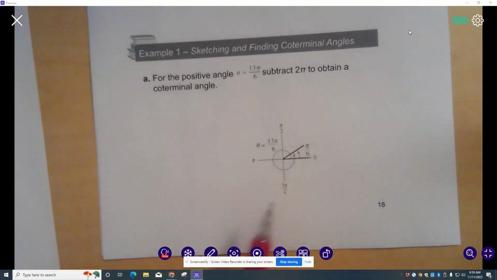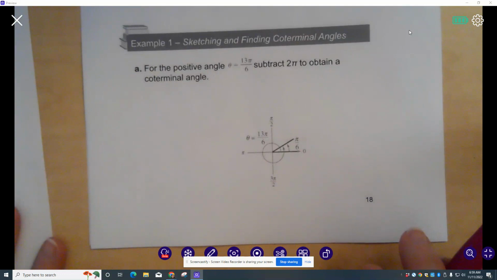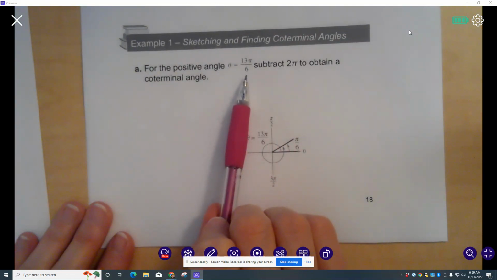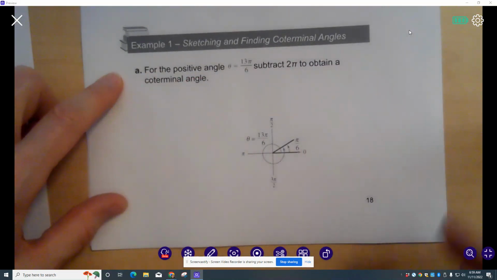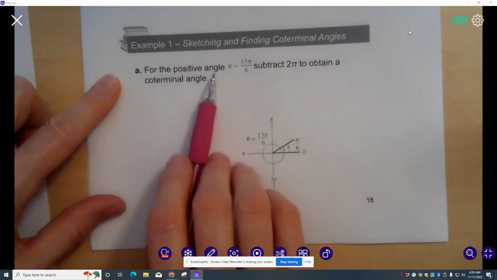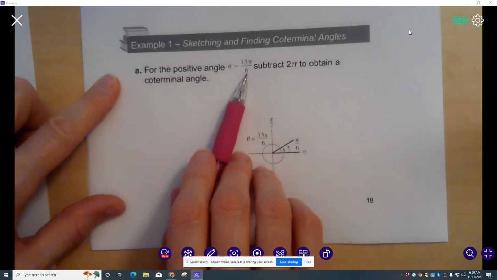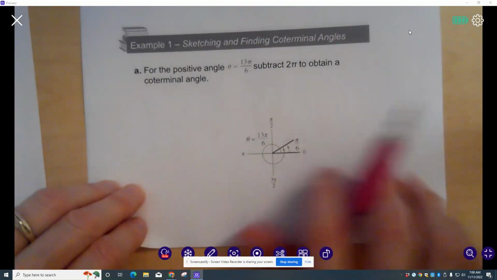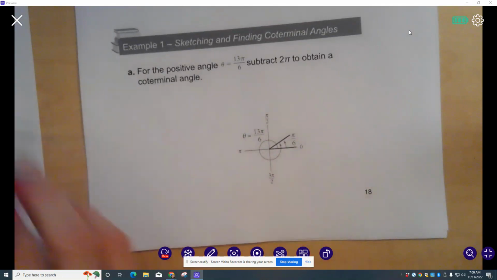We're going to do it while we do the example. Okay, find one positive angle. Theta equals 13 pi over 6. Sketching and finding a coterminal angle. Find a positive angle for the positive angle, 13 pi over 6. Subtract 2 pi to find the coterminal angle. It's kind of telling you what to do while you're doing it.